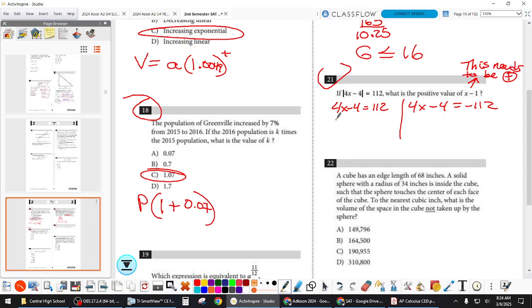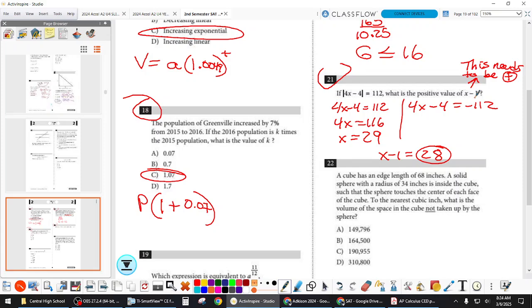Anyway, if we solve these, we'll get 4x equals 116, and what is that? 29. Yeah. The other one will not be positive. So in this case, we're using the positive, and x minus 1 will be 28. But it could be worded in such a way that, if this was negative x minus 1, then for the positive version you'd have to solve the negative absolute value. See the difference? It just depends how the stem of the problem is worded. So read carefully.